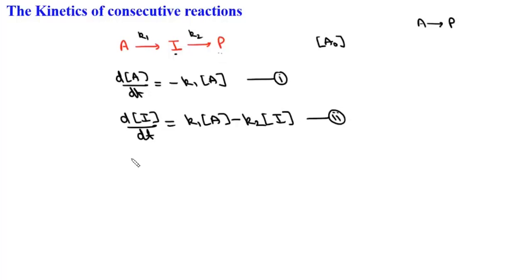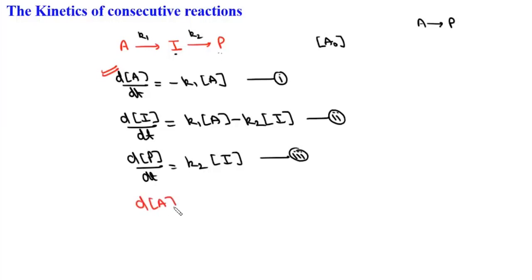And finally, the rate of formation of this product, d[P]/dt, is given by K2 into [I]. So we have three equations. Now this first one is a simple first order reaction. So we can write this as d[A]/[A] equal to minus K1 dt. Now we integrate it from its initial concentration, which is A0, to the concentration at any time, say A, from 0 to t.